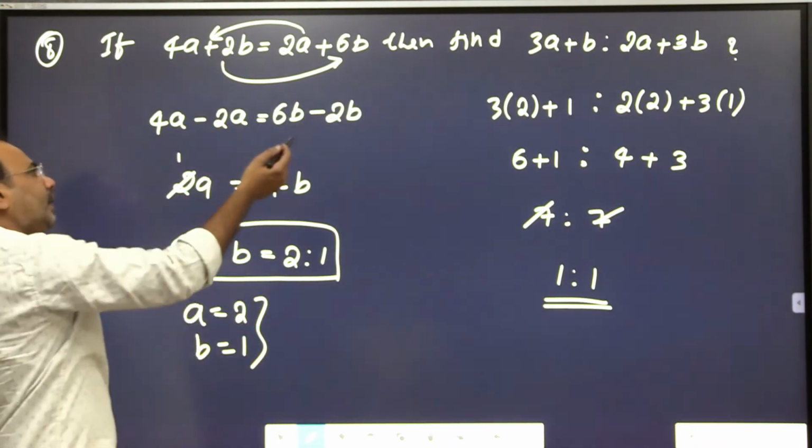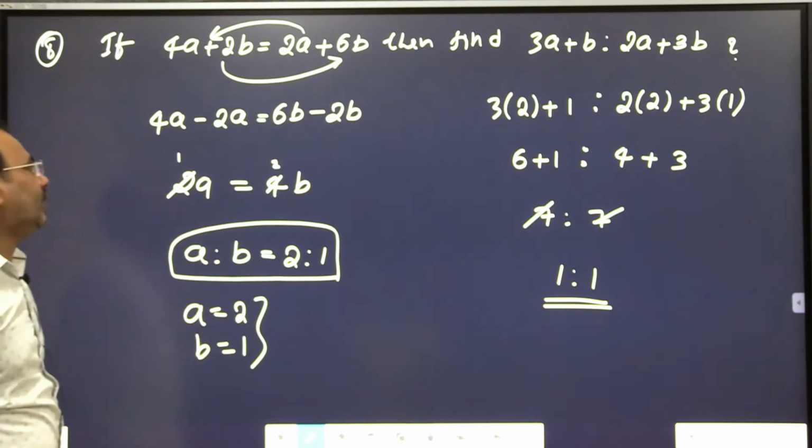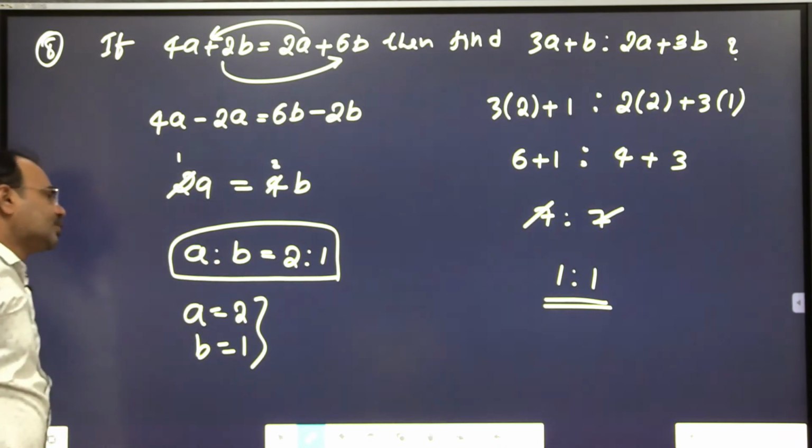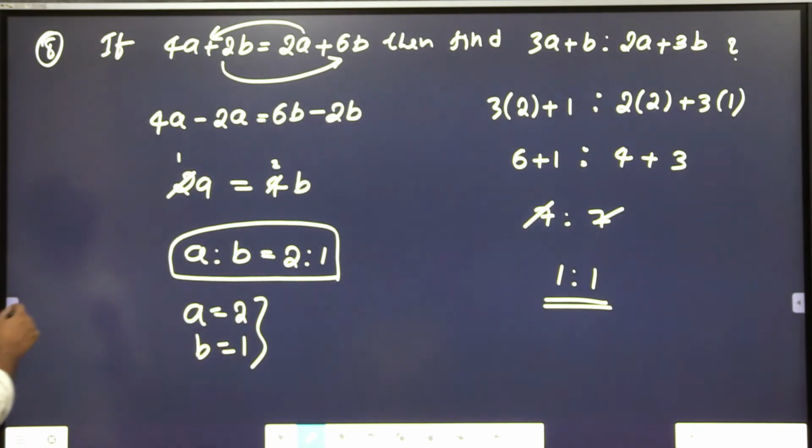So you can find 3A + B = 2A + 3B. So A:B = 2:1. First you have to find A:B. You have to find A:B.